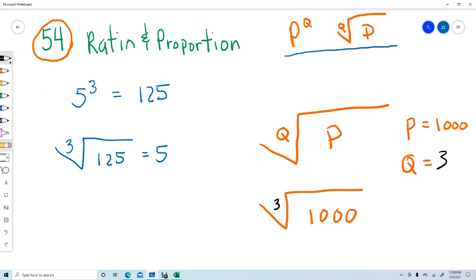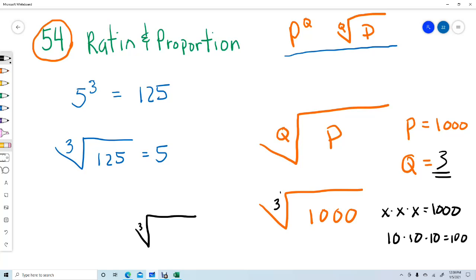Okay, so take your P and put it in here under the radical sign. Take your Q and put it there as the index. It's called the index. So this asks, what is the cube root of 1,000? What number multiplied by itself 3 times equals 1,000? Any of you guys know? We've done this before. Okay, it's 10 times 10 times 10 is 1,000. So your answer would look like this. That equals 10.